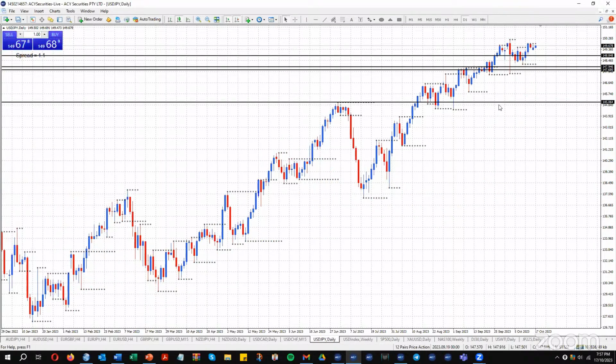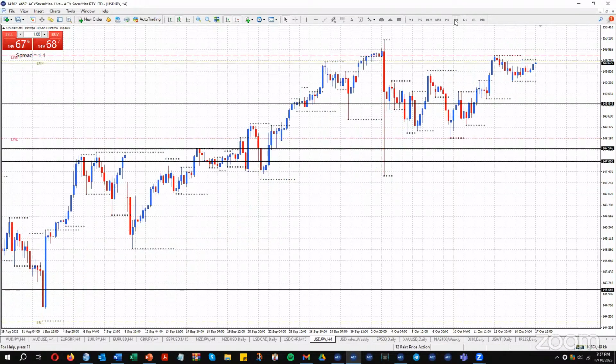So I would much prefer to see a clear breakdown to the downside, whether we get a shift in the fundamental picture, or we simply get the Bank of Japan really coming in and wanting to intervene strongly, keeping this in a downtrend. So I will just be watching at the moment. Back to the 4-hour chart. Last month's high is 149.70.